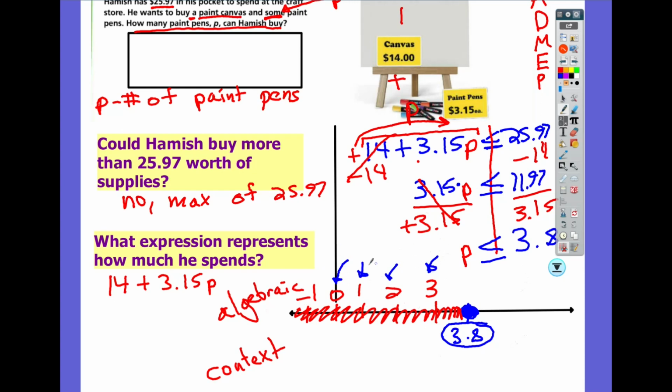But I also couldn't say, at least, I don't know the kind of craft stores you guys are going to, but the ones that I've ever been to, I've never been able to go in and say, I want to buy -1 paint pens from you or sell you a paint pen. It's just not something that's going to happen. So more of a context-based solution, we could go here and say, well, the number line for P is 0, that's a solution. 1, that's a solution. 2, that's a solution. And 3, that's a solution.